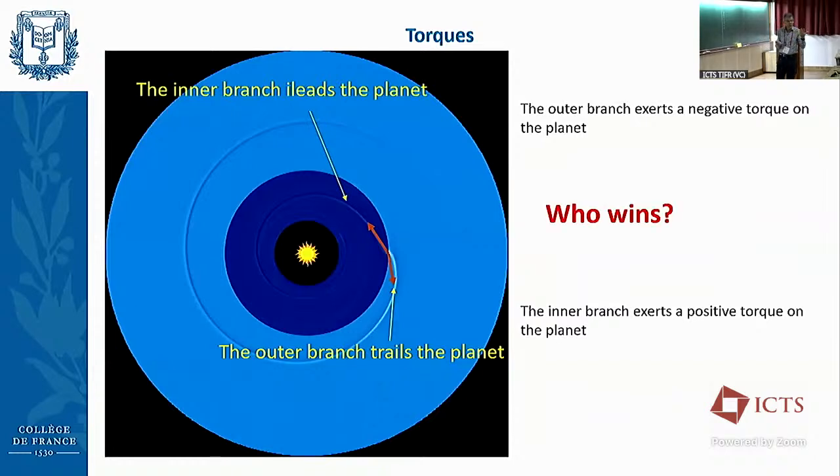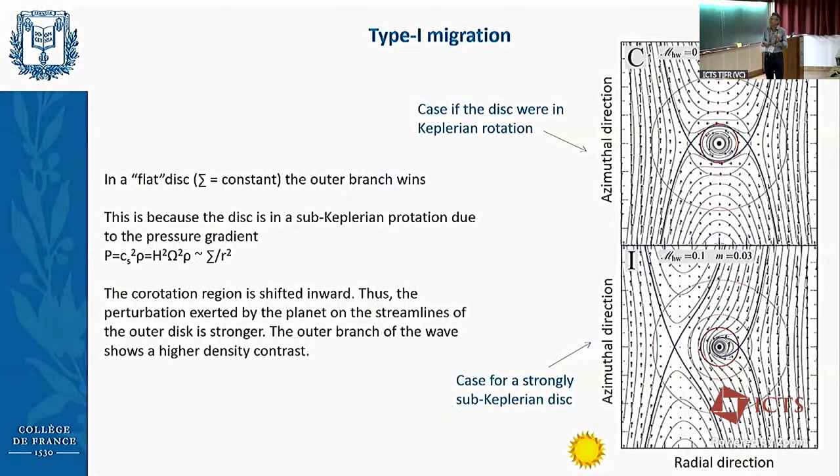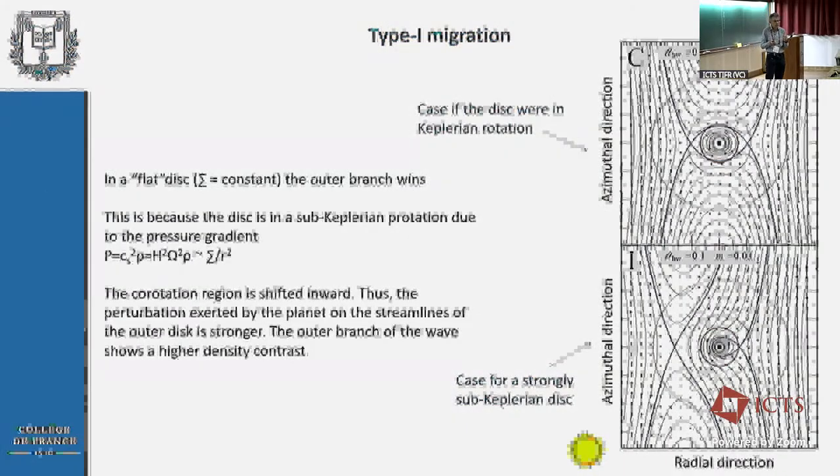So the question is, who wins? And in general, it is the outer wave that wins. And the reason is that the disk is slightly in sub-Keplerian rotation. Because the disk has an internal pressure, it feels a pressure force directed from the sun out, which subtracts from the solar gravity.